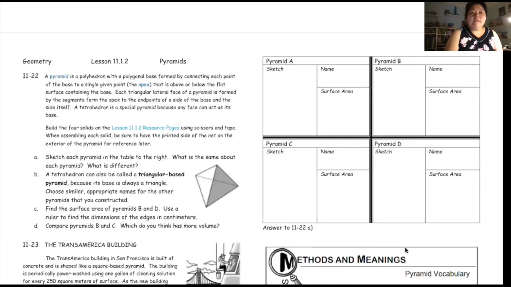Okay, we are on lesson 11.1.2. Before we start, you need to locate your resource pages. So it's highlighted right here, 11.1.2 resource pages. There are 4 pages, and it is the net of 4 different pyramids. It was labeled A, B, C, and D, as you can see in the picture here.